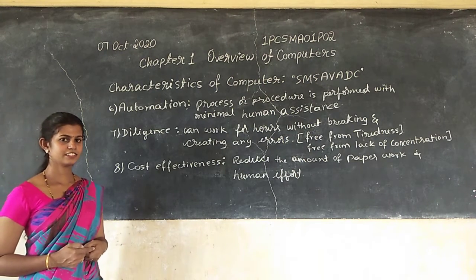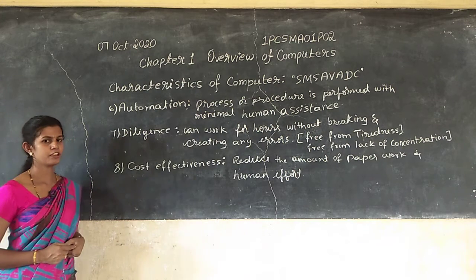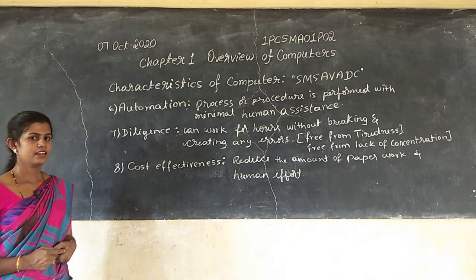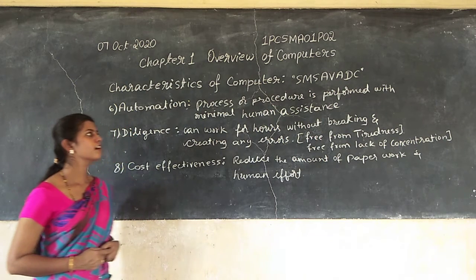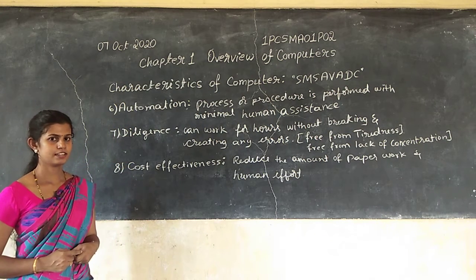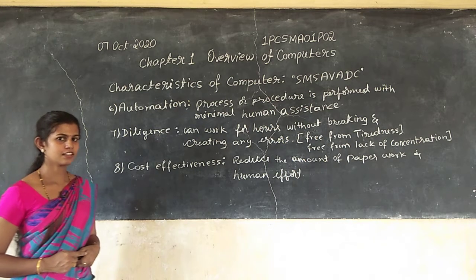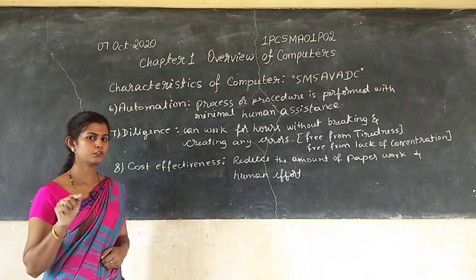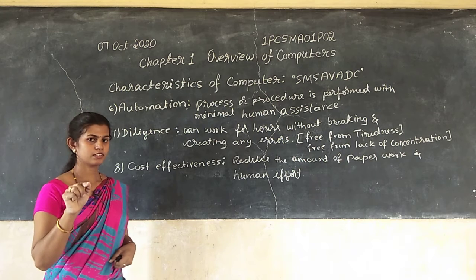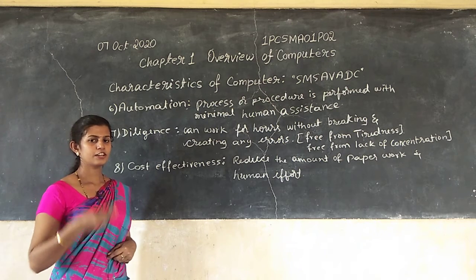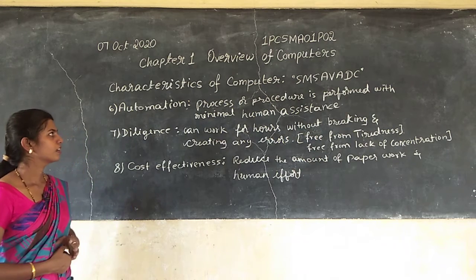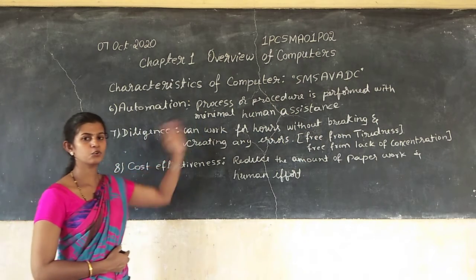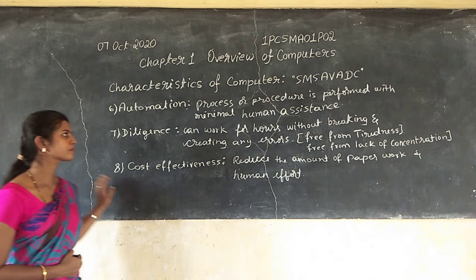The next characteristic of computer is automation. What is automation? It is the technology where a process or procedure is performed with minimal human assistance. For doing any task, the computer requires only that you press some particular key, and it will do the whole task automatically. So it doesn't require human assistance.